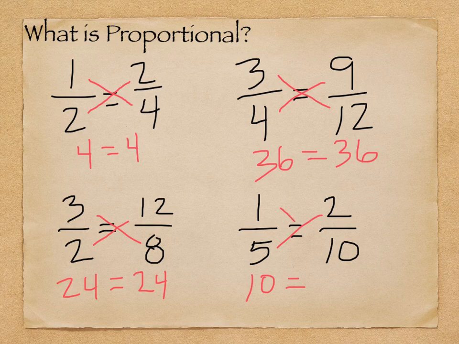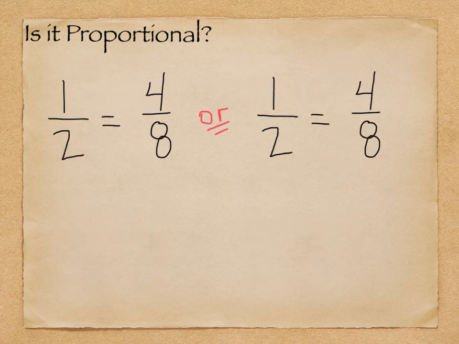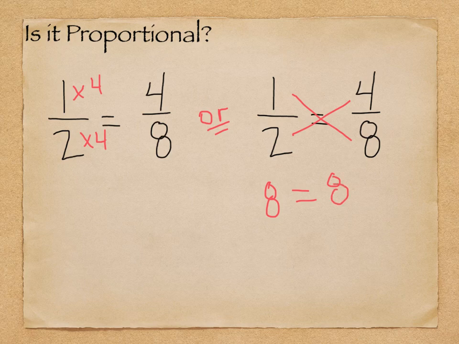So all the cross products within proportions should be exactly the same. So we'll see how this can be a usable idea moving forward. But that is a quick, easy way to check to see if something is proportional. So a quick check on proportionality. If you have a common scale factor going across the top and bottom, then you have yourself a proportion. Or if your cross products are equivalent, then that's also another way to check to see if you have a proportion.